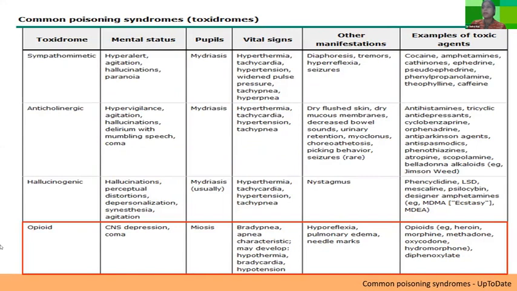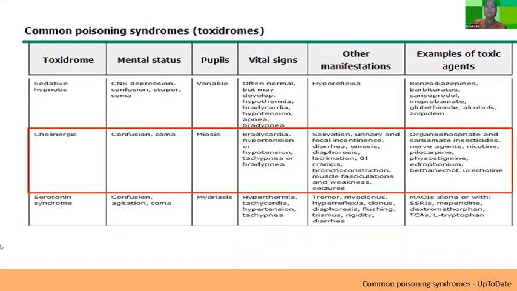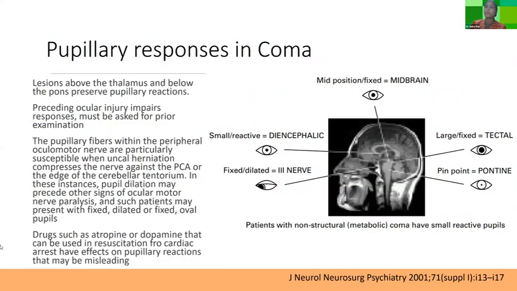So opioids, that is heroin, morphine, oxycodone, hydromorphone, they all lead to CNS depression and miosis. And among the other poisonings, the cholinergics, that lead to coma and confusion, like organophosphates, nerve gases, nicotine, pilocarpine, physostigmine, they also lead to miosis.